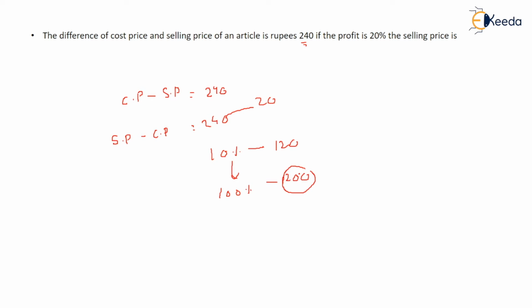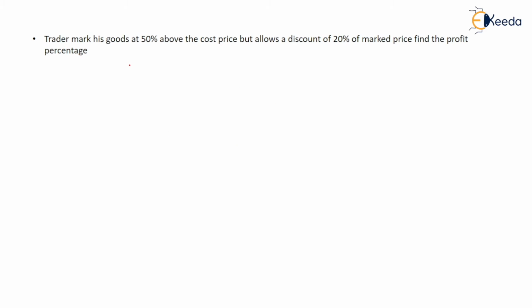Okay, simple. A trader marks his goods at 50% above the cost price but allows a discount of 20% on the marked price. Find the profit percentage. Okay, so 100 is the cost price, suppose. 50% above means 150%, right? But he allows a discount of 20%. 20% discount means he is selling it at 80% of that price.